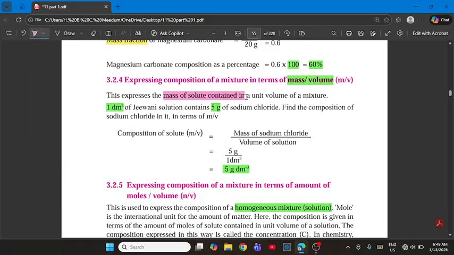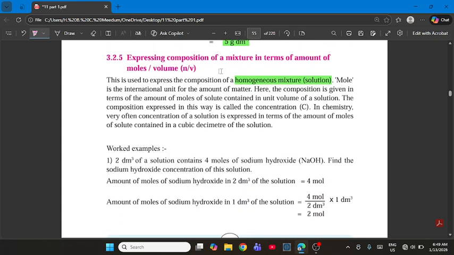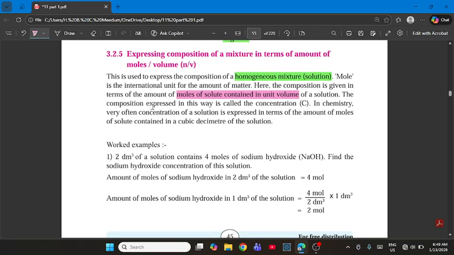Before it was the mass of a solute contained in a unit volume of a mixture. Here it is moles of a solute contained in the unit volume of a solution. The composition expressed in this way is called concentration. We have a separate term for this.